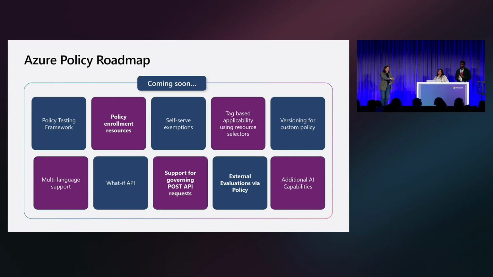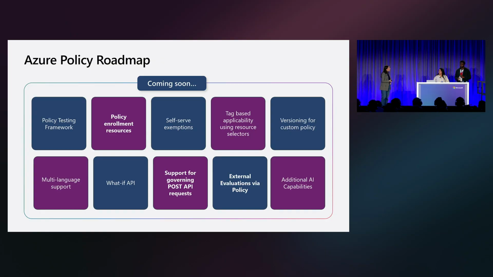So, okay, we're pushing up against the clock. I'm going to go really quick through our roadmap. A couple of things that I want to make sure you're aware of. First things first, what if API? Let's talk about how we're going to make it possible for you to better understand the impact of a policy ahead of applying it. This will also be really important as you try to understand the impact of AI-generated policies as well. So these two features will go hand in hand.